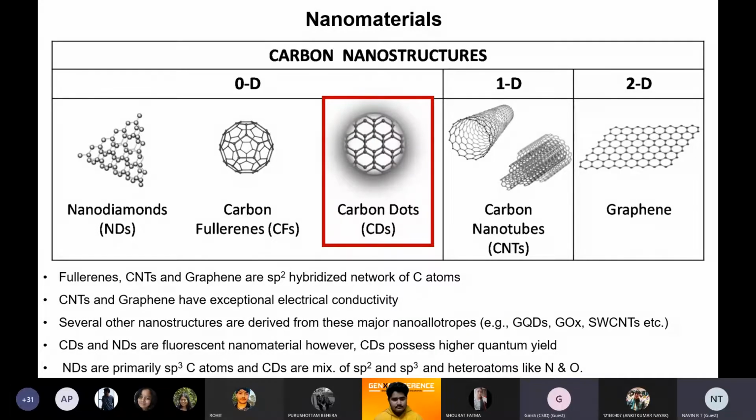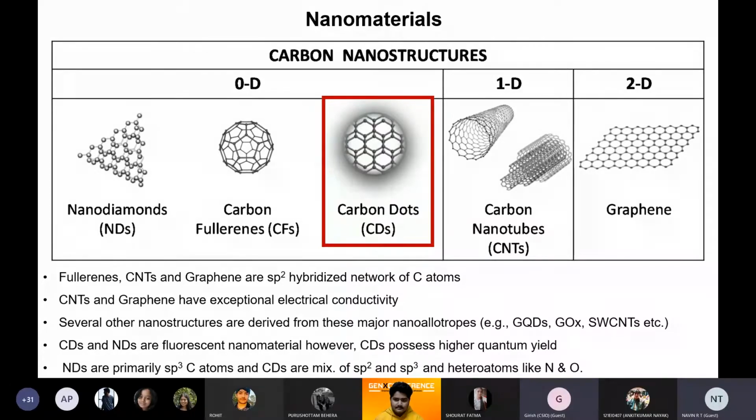Then graphene oxide is there, which is obtained by just oxidizing a graphene sheet. Then single walled CNTs are there, multi-walled are there, reduced graphene oxide is there. So there are several other derivatives which have come out of these nanoallotropes. Now in the 0 dimension, there are the carbon allotropes carbon nanodiamonds and carbon dots. Now these two are spherical in nature.